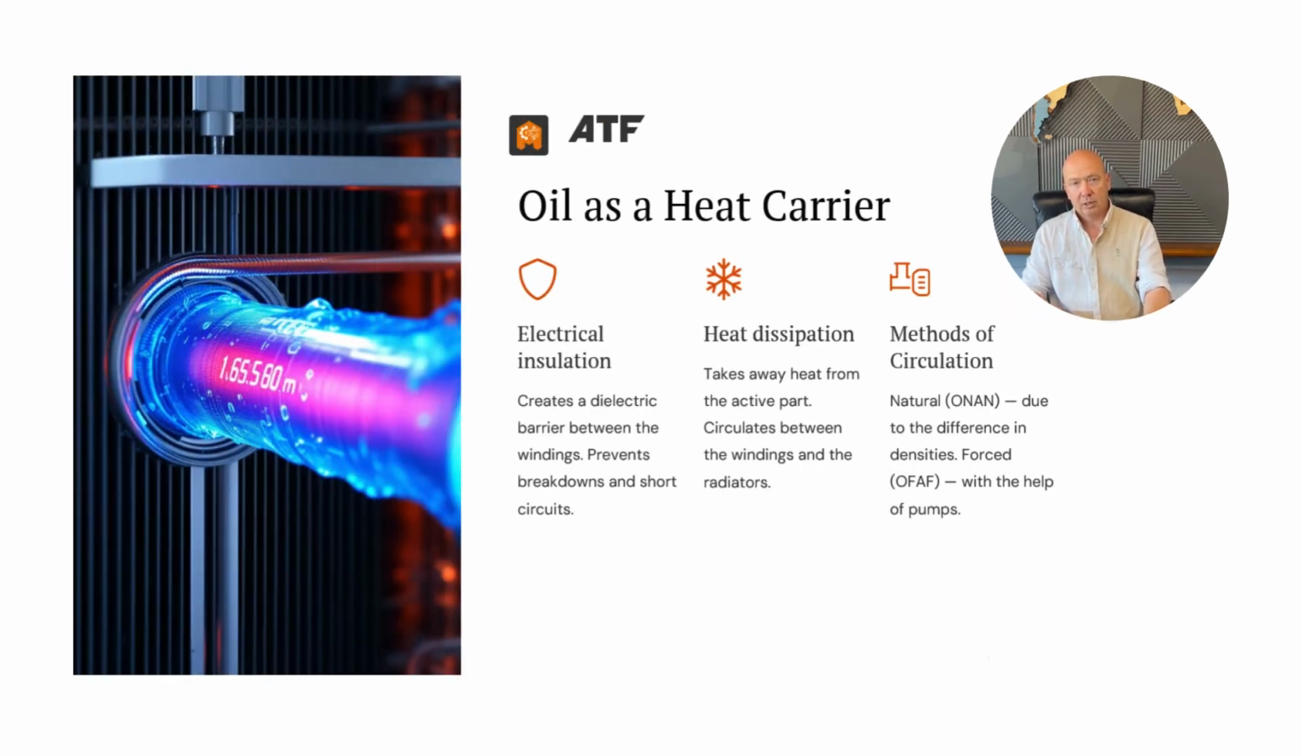In most power transformers, mineral insulating oil is used. It performs two key functions. It provides electrical insulation between windings and other internal parts, and it removes heat from the active parts, the windings and the magnetic core. Oil circulation can be natural, driven by the difference in density between hot and cold oil, as in ONAN systems, or forced using pumps, as in OFAF or OFWF systems.